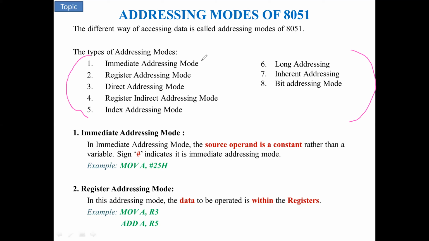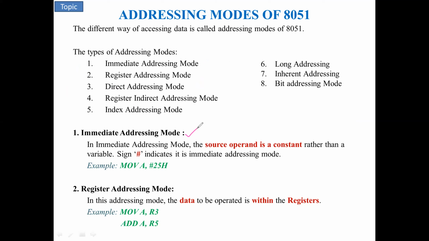The first thing is we have immediate addressing mode, register addressing mode, direct addressing mode, indirect addressing mode, and then index addressing mode. These five are of main importance, and additionally we have long addressing mode, inherent addressing mode, and bit addressing mode. So like this we have a number of addressing modes. Let us discuss one by one.